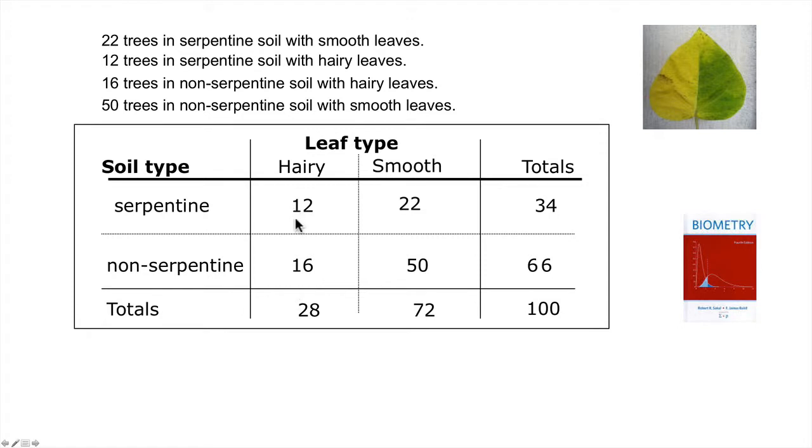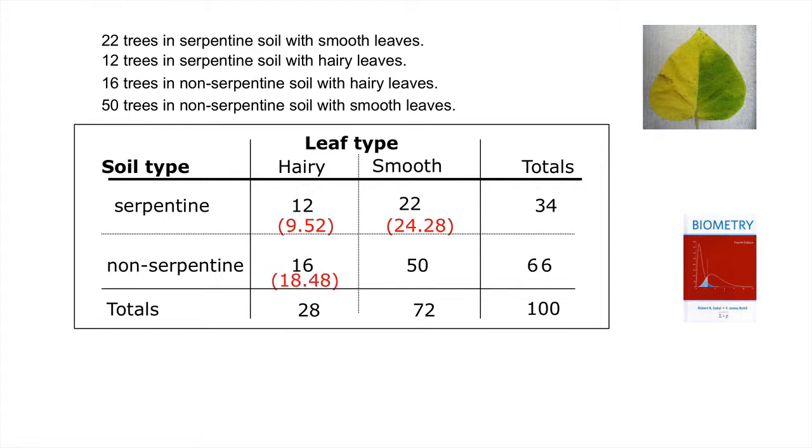So you'll see that for each individual observation we could classify both the type of tree with regard to its leaf type and where it was growing with regard to the type of soil. Incidentally, this way of showing the frequencies of different combinations of outcomes is known as a contingency table. Here are our observations, and let's have a look at what the expectations are.